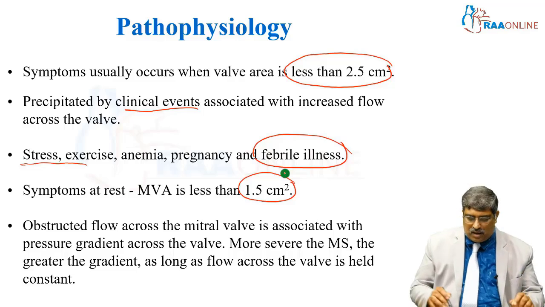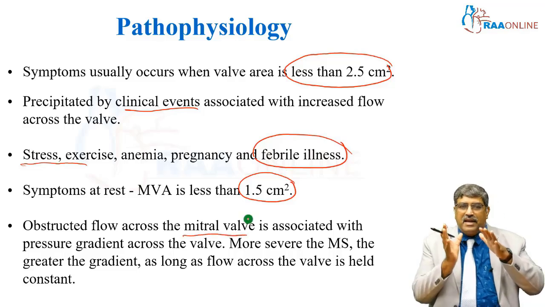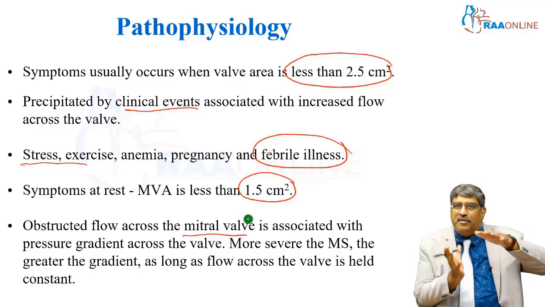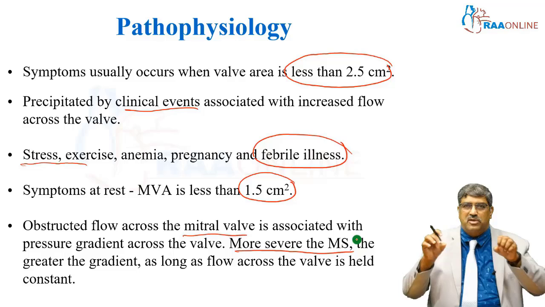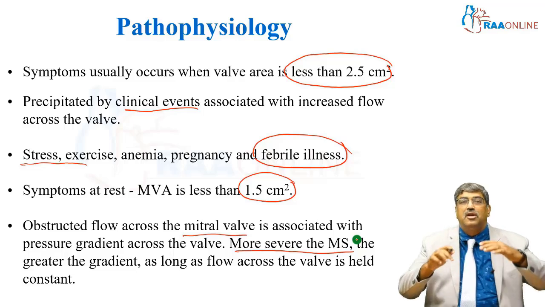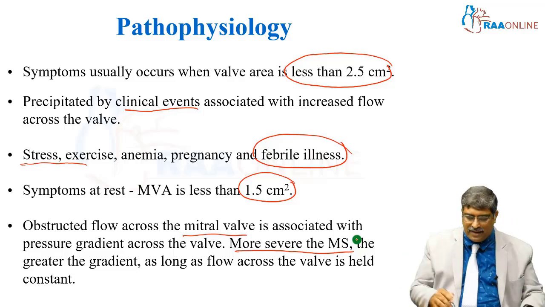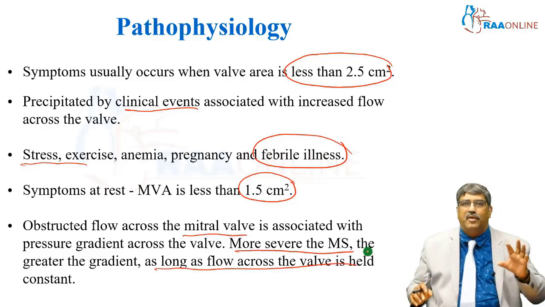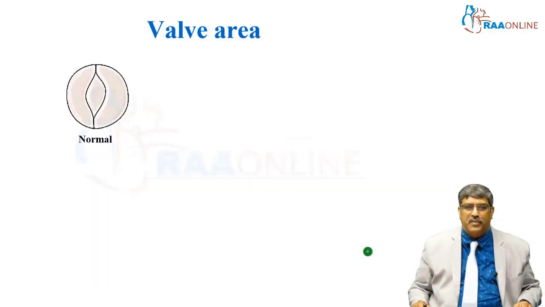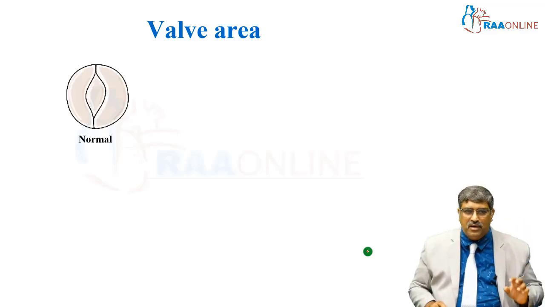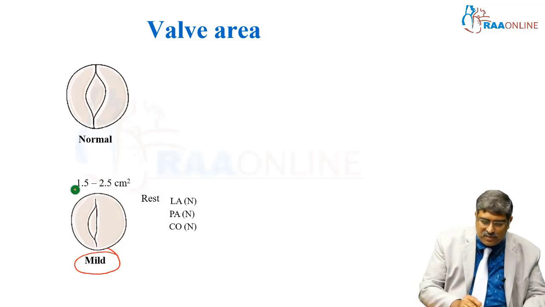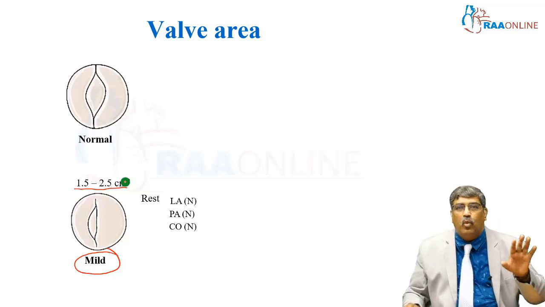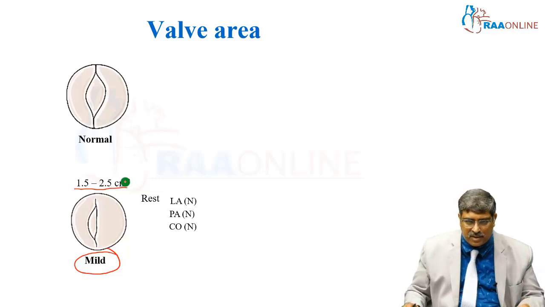The obstruction across the mitral valve creates a gradient across the valve between the left atrium and the left ventricle. The more severe the mitral stenosis, the more narrowing is going to increase your gradient, as long as the flow across the valve is held constant. The normal mitral valve area, as I said, is around 4 to 5 centimeters square, and it is called mild mitral stenosis when the valve orifice area is between 1.5 to 2.5 centimeters square.